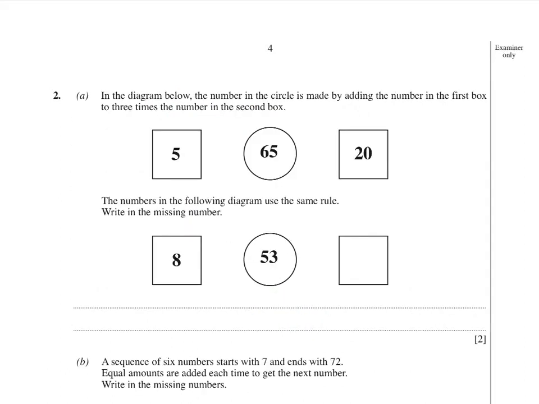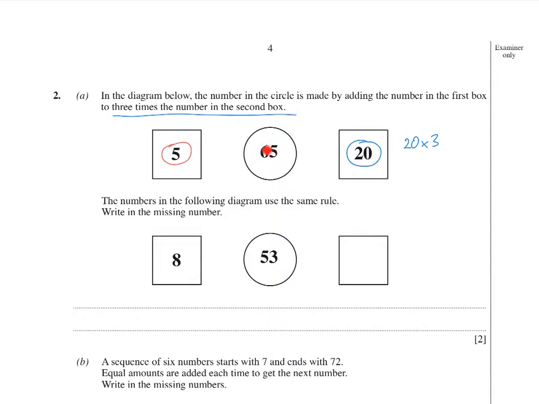£459. Okay, now it's very, very important you read the question and understand what it's telling you. It's telling you in the diagram below, the number in the circle is made by adding the first number. So this number here, that's the first number. And then 3 times the second number. So 3 times that one there. So 20 times by 3, and that's 60, then adding the 5 gives me the 65. Right, I get it. Okay, so that's going to help me work out this one.